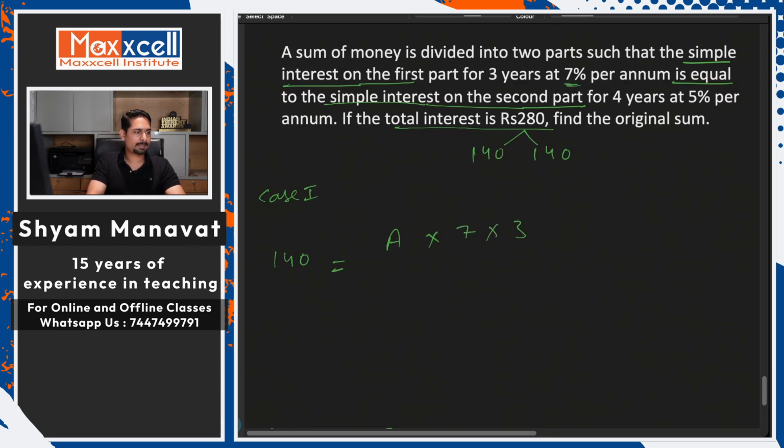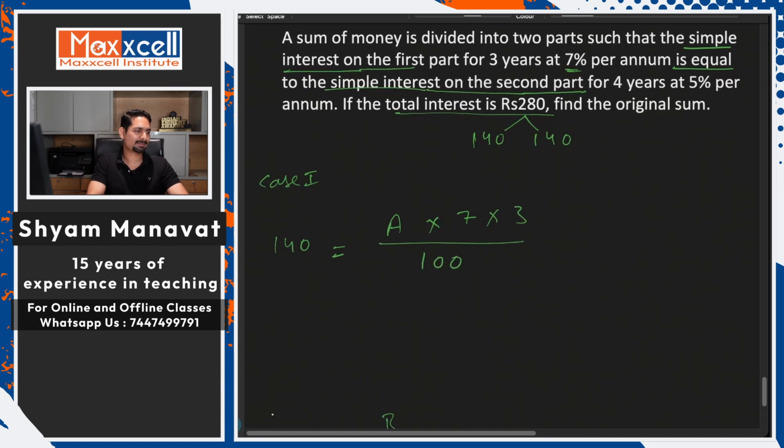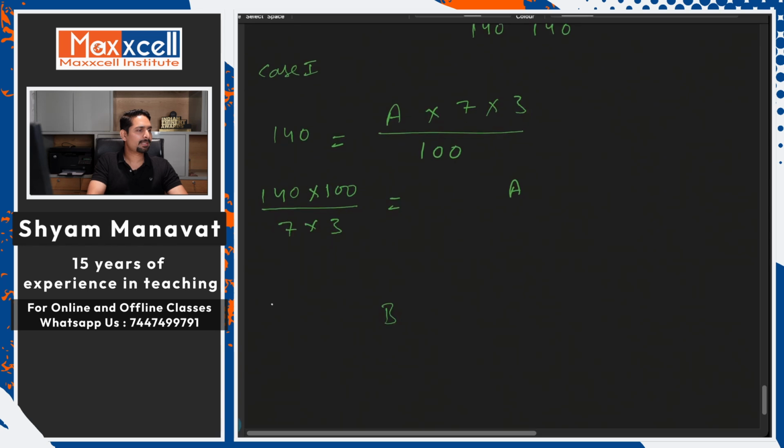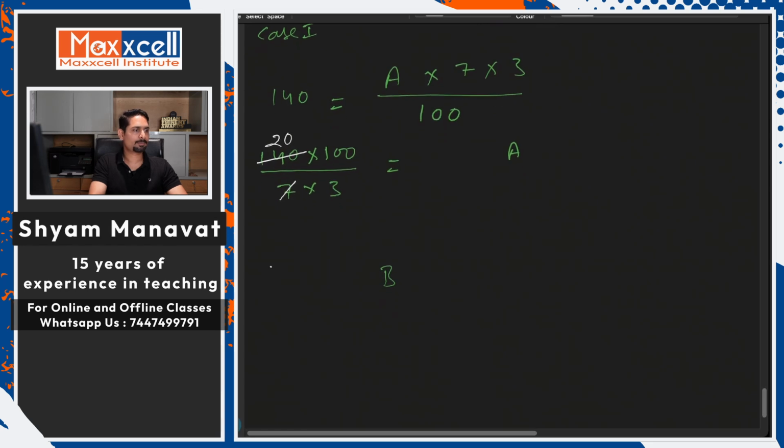Time is 3 years. Divide by 100 as per the formula. Okay. Now I can say A is nothing but 140 into 100 by 7 into 3. Okay, let's cancel this. 7 1s are 7, 7 2s are 14. We have 0 here, no problem. So A, what is the value of A?